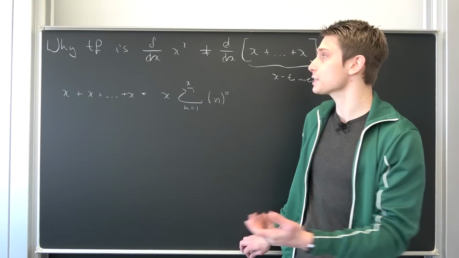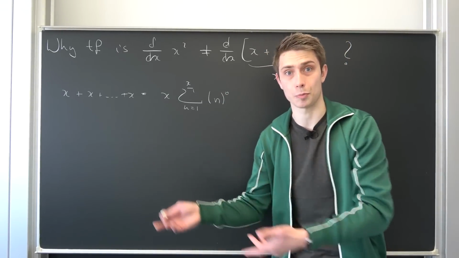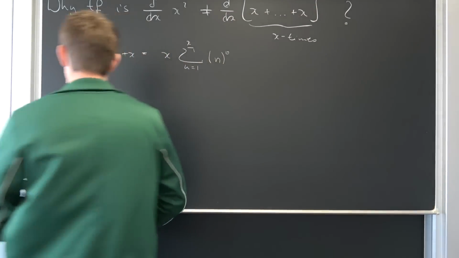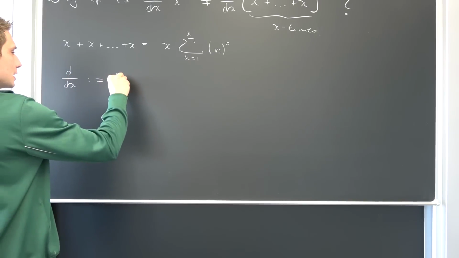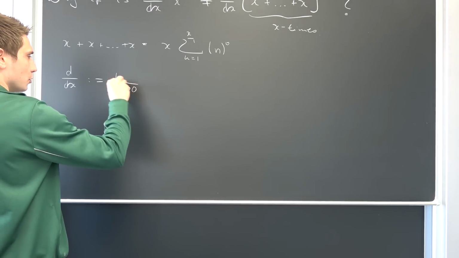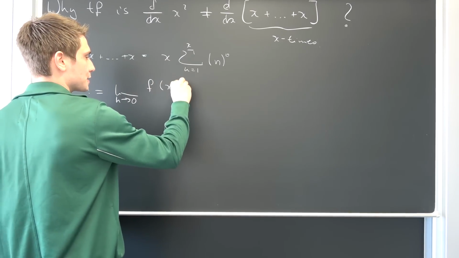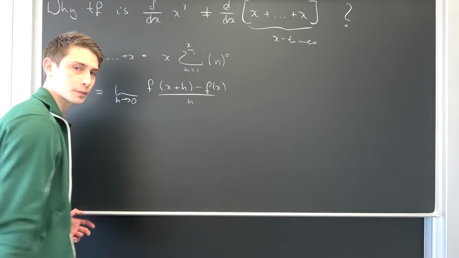Remember our good old friend, the difference quotient, that we can take the limit as h approaches 0, for example, and get our regular old differential right here. So we can define our differential operator as nothing but the limit as h approaches 0 of some function f of x plus h minus f of x, over h.